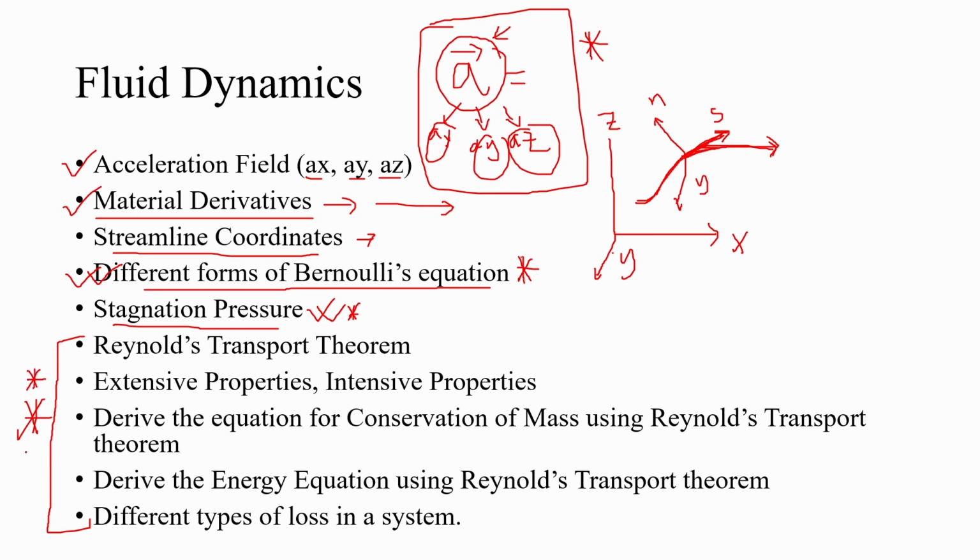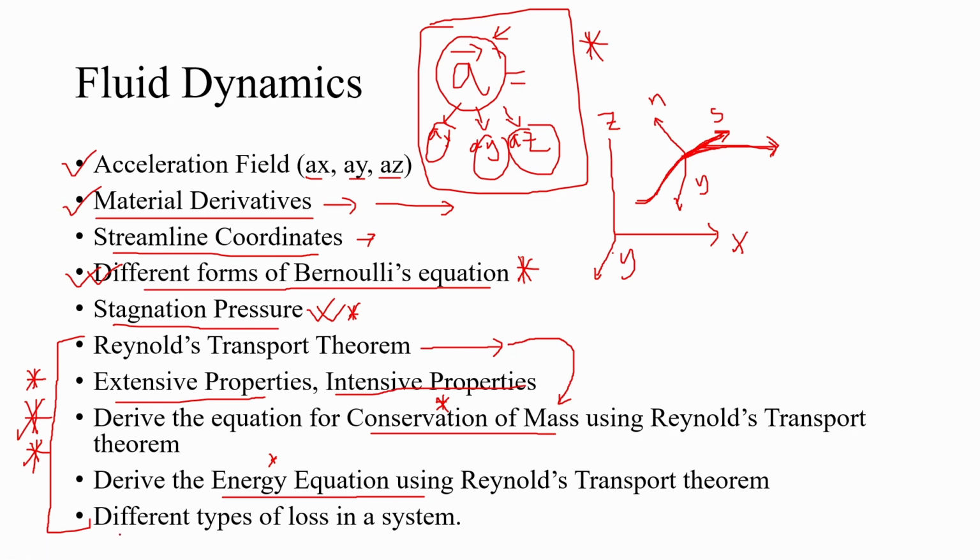Reynolds transport theorem, these topics are 100% important. Why is that? Because they're very difficult. And the purpose of the exam is to solve critical problems, right? So you need to be able to derive Reynolds transport theorem, and using Reynolds transport theorem you need to be able to derive the equation for conservation of mass, and also you need to be able to find the energy equation. Furthermore, you need to know the extensive property, intensive property, what are these, describe them.